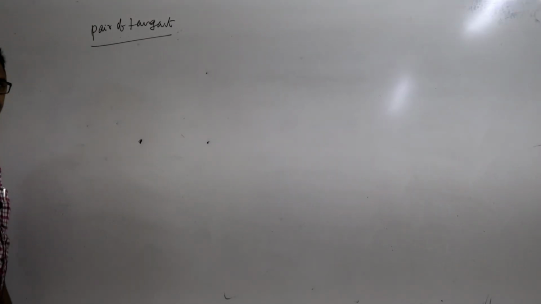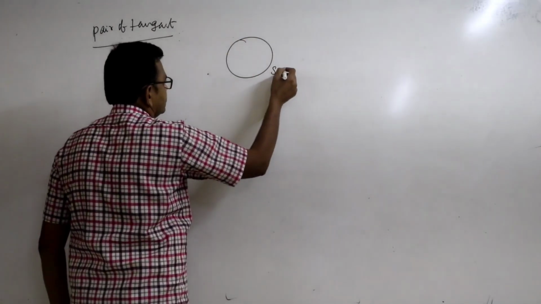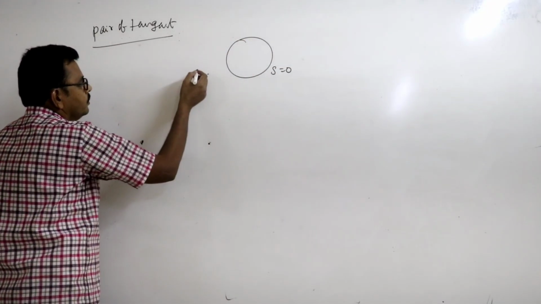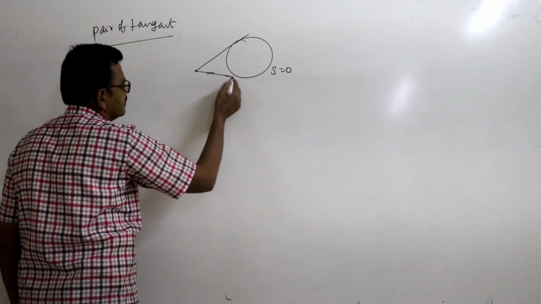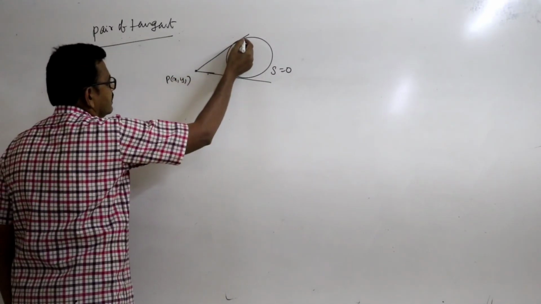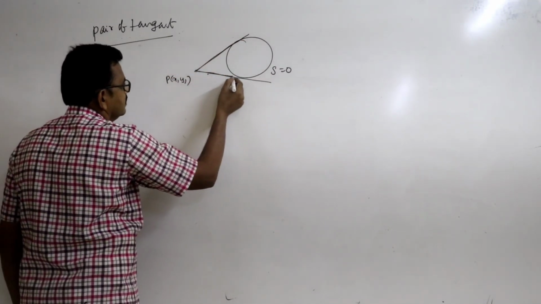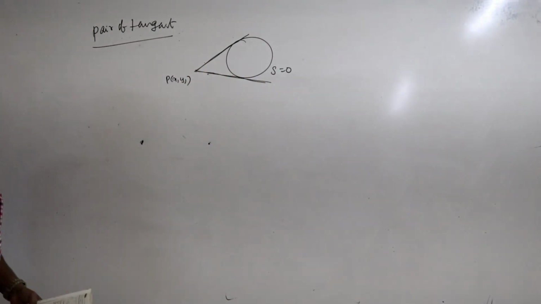The combined equation of pair of tangents. See, this is a circle S equal to 0. Two tangents are drawn from an external point P(x1, y1). So this is one tangent, this is also one tangent. That means we need the combined equation of the pair of lines, the pair of tangents.